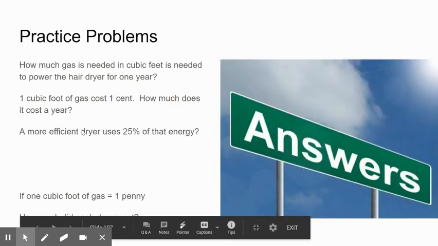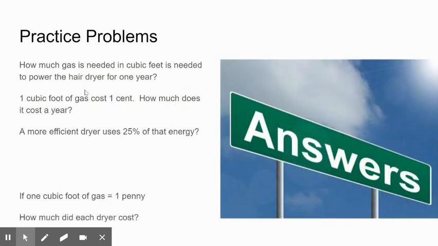All right, so then we could take this question, if you were taking all of that from previously, and we could do how much gas is needed in cubic feet for one hair dryer. Once you get how many cubic feet, you're going to multiply that by 1 cent, and then how much does that cost a year? And then basically you would generate a number. All right, I'm not going to tell you that number right now. You guys could generate it on your own. Maybe we could discuss it during class.